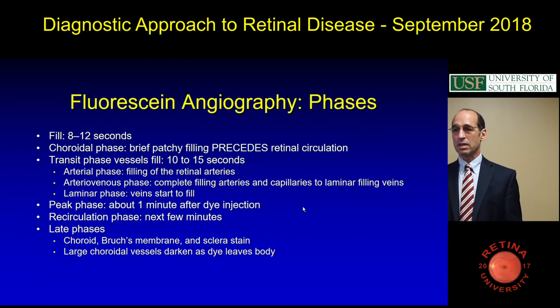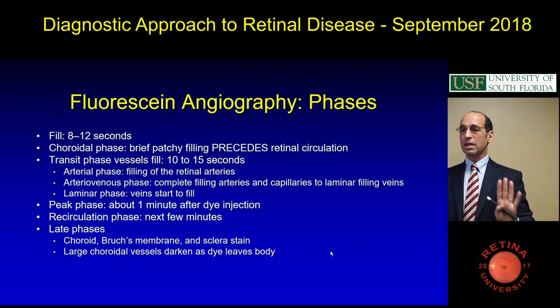And then late phases is where the dye is pretty much out of the vessels, out of everything, and you're just seeing things that have stained. And things that stain are choroid, Bruch's membrane, and sclera all stain. And then large choroidal vessels darken. You can see that in the other picture.